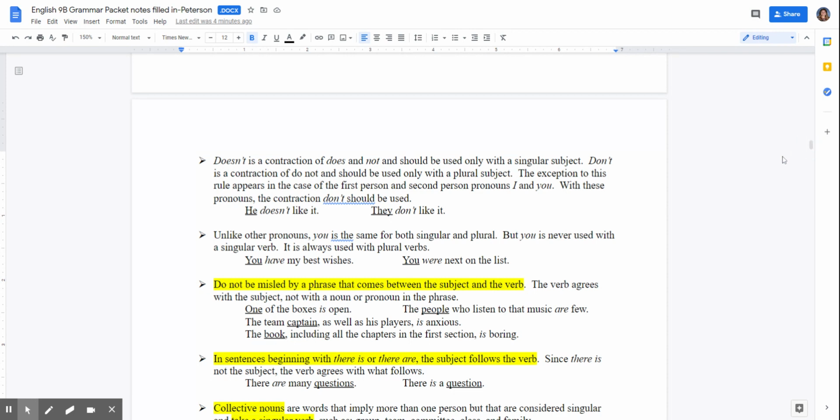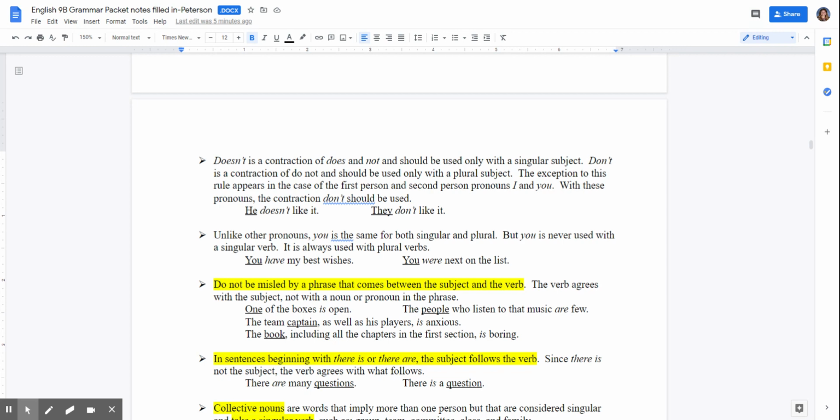Doesn't is a contraction of does and not and should only be used with a singular subject. Don't is a contraction of do and not and should only be used with a plural subject. The exception to this is the pronouns I and you. He doesn't like it, they don't like it. Unlike other pronouns, you is the same for both singular and plural, but you is never used with a singular verb. It is always used with plural verbs. You have my best wishes. You are next on the list.